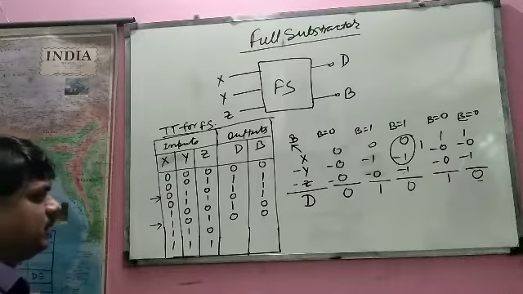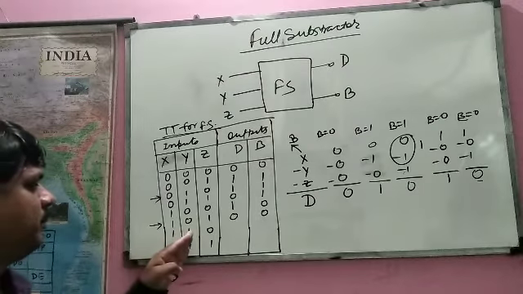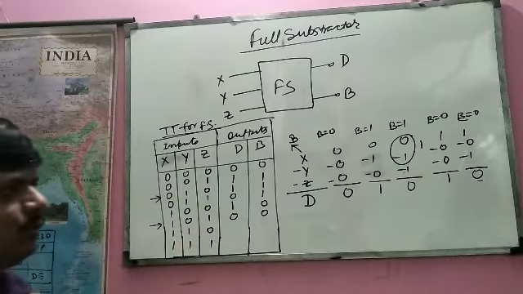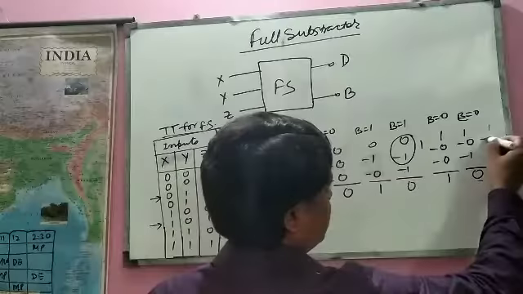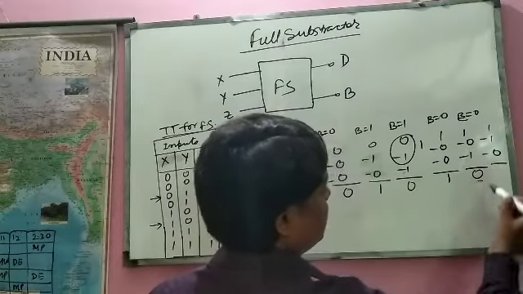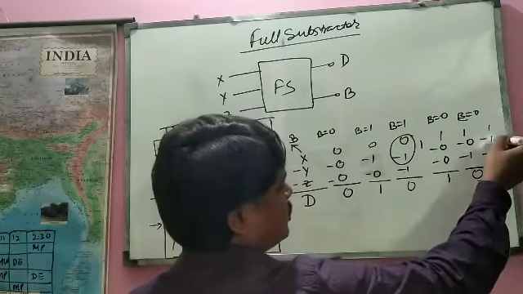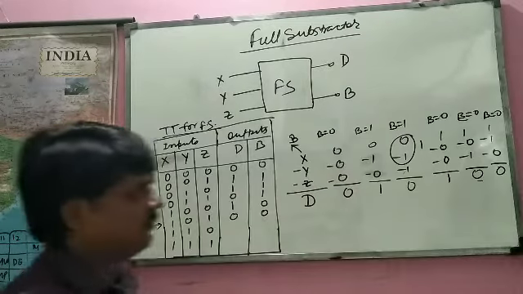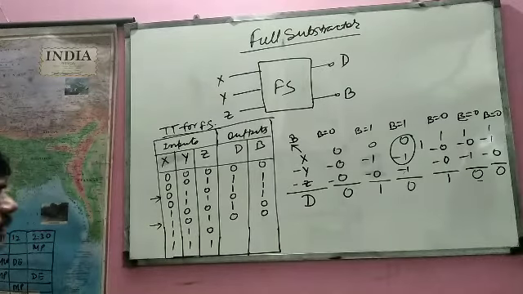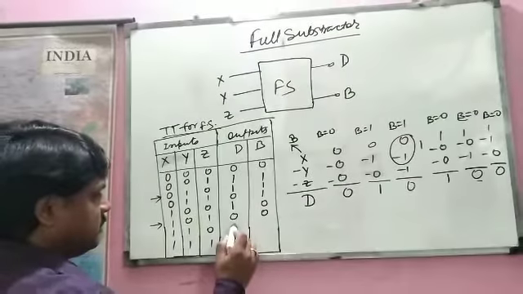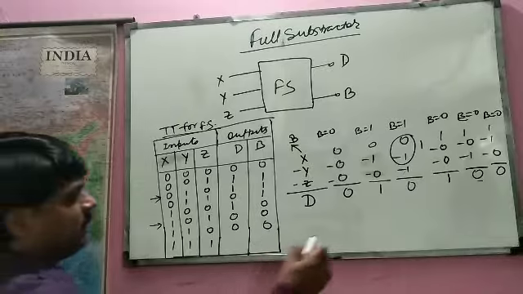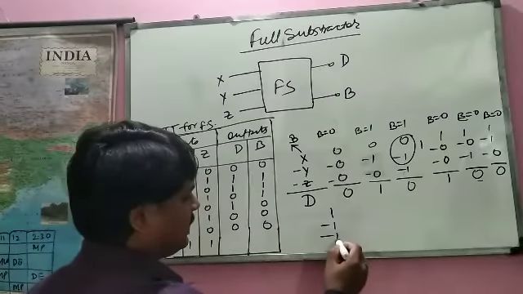Here, for this one, 1 minus 1 minus 0. So what will this be? 1 minus 1 is 0, 0 minus 0 is 0. There is no need of borrow, so here it will be 0 and 0. And the last one is 1 minus 1 minus 1.